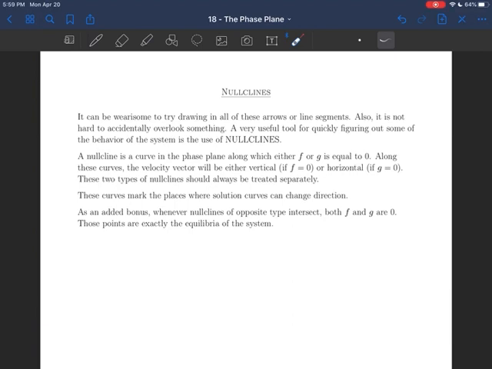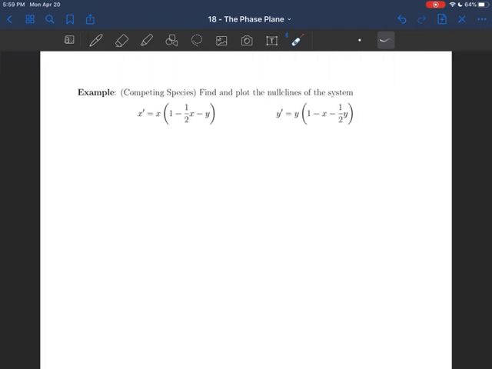The only way you're going to be able to change from going from the left to the right is if you pass through a point where the horizontal rate of change is 0. Similarly, if you're going to change from going up to down or vice versa, you need to pass through a point where the rate of change of y is 0. Those are exactly the nullclines, all of those possible points. As an added bonus, if these two different types of nullclines intersect with each other, then you have a point where f equals 0 and g equals 0, and that's exactly an equilibrium point.